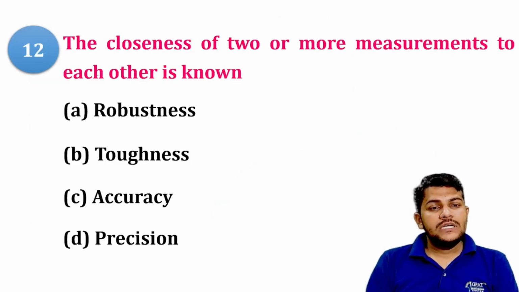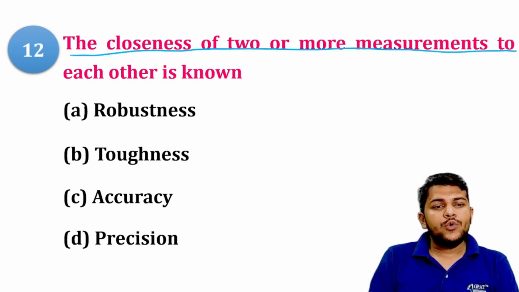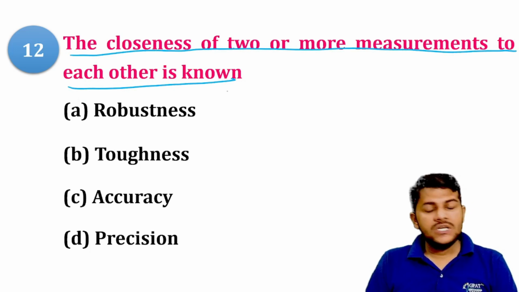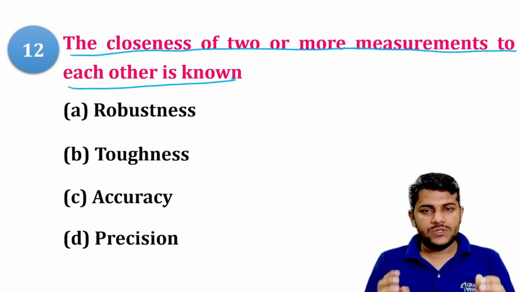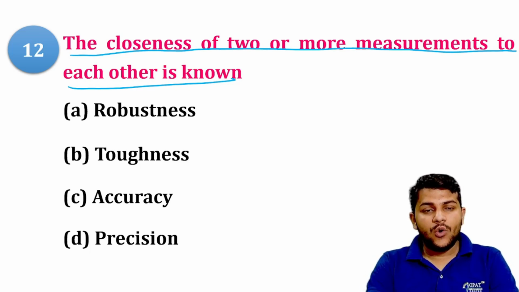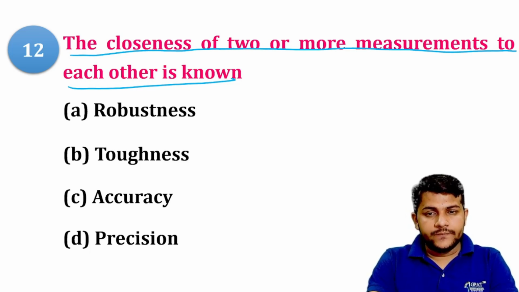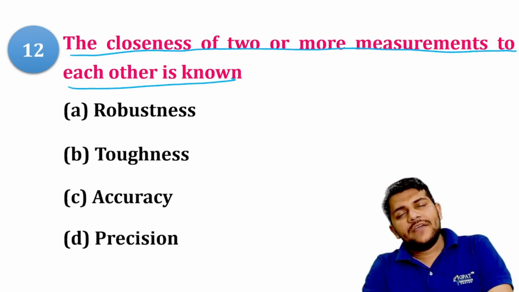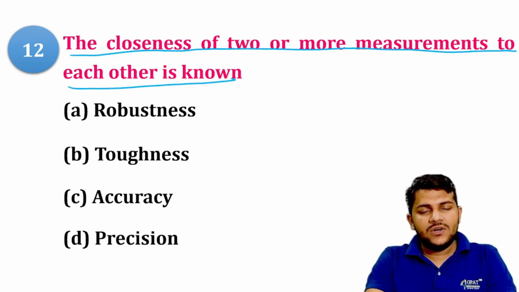Next you have: the closeness of two or more measurements to each other is known as. Students, just read the question and take a 3 to 5 second pause. What is the question asking about? The closeness of two or more measurements to each other is known as. Okay, so just take a 3 to 5 second pause. It doesn't mean that in 3 to 5 seconds of pause you are going to meditate. No.